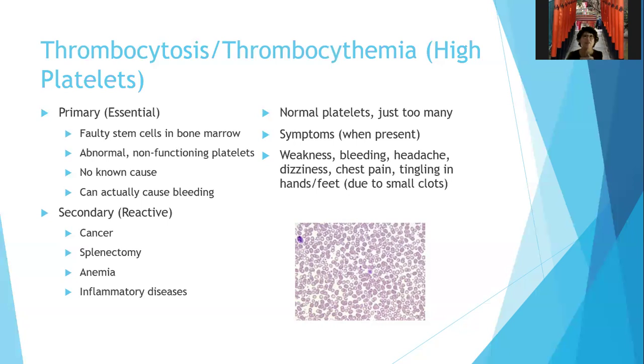Reactive or secondary thrombocytosis can be from cancer, having a splenectomy. So you can live without your spleen, but then other things happen. Anemia, inflammatory diseases. So when you have secondary thrombocytosis, you have normal platelets, just too many of them. And sometimes there are no symptoms, but when you have symptoms, it can be weakness, bleeding, headache, dizziness, chest pain, and tingling in the hands and feet due to small clots.